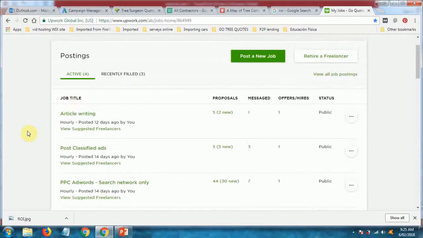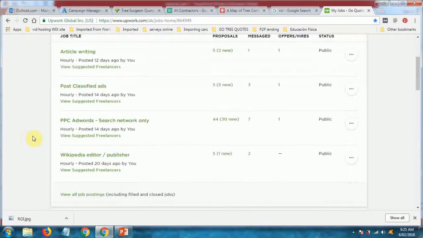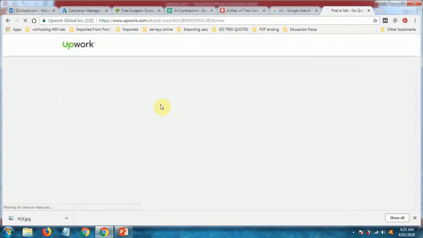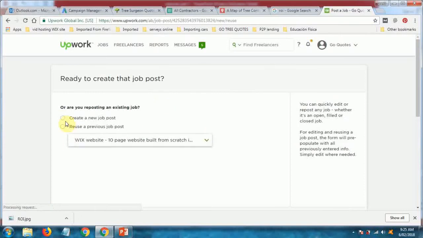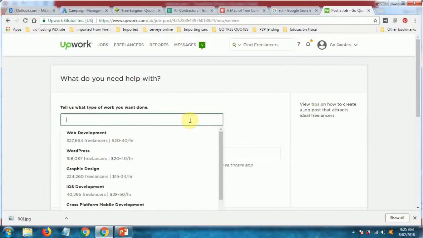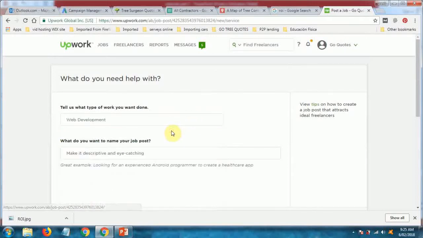You can see I've got proposals for article writing, posting classified ads. I've even just got a new guy in to manage my AdWords account. So basically what you'll do is you'll post a job, and you'll create a new job, and you'll basically just go through the steps. It's pretty easy. So okay, the first one's web development. If you're going to create a landing page, obviously it's got to do with your website.